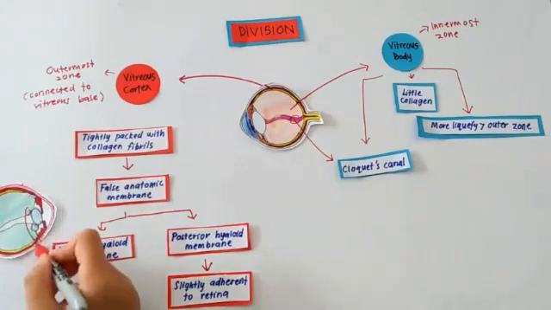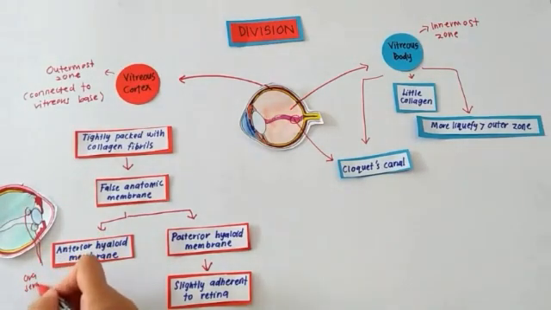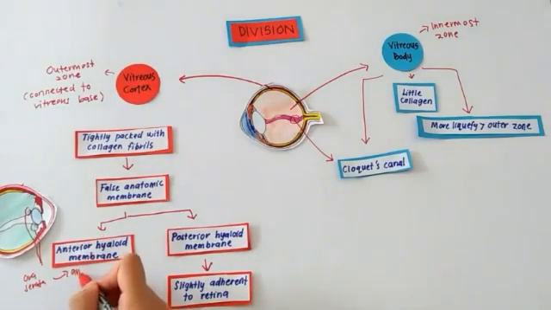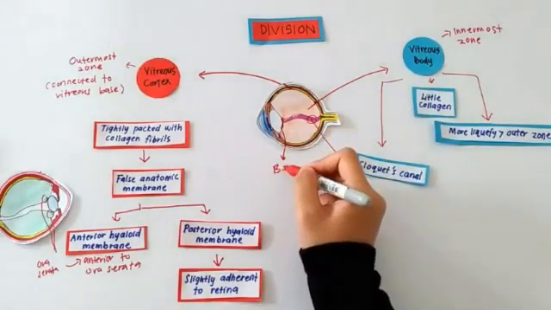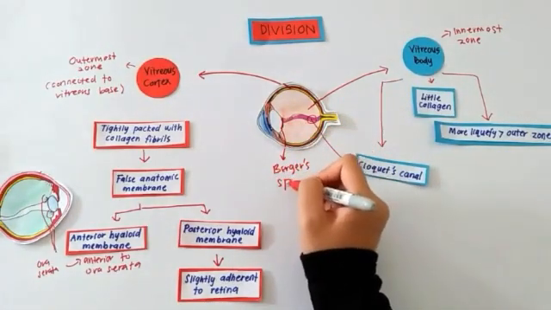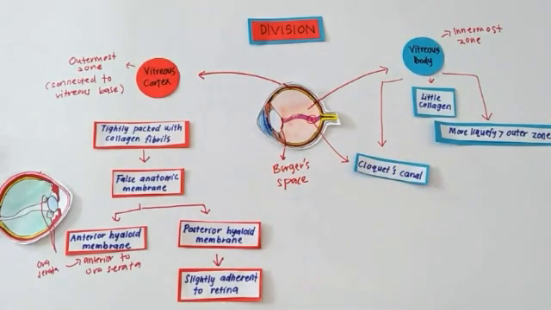For additional information, the circle area is the ora serrata, and the anterior hyaloid membrane is located anterior to the ora serrata. And here is Berger's space, which is located between the posterior lens and the anterior hyaloid. Berger's space is a structure that is adherent in a circular manner by means of Wieger's ligament.